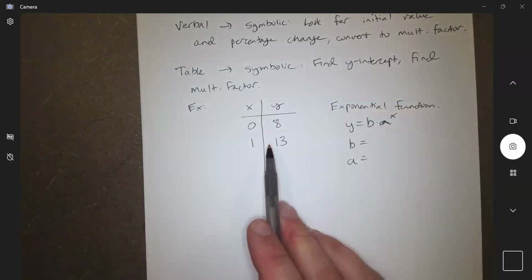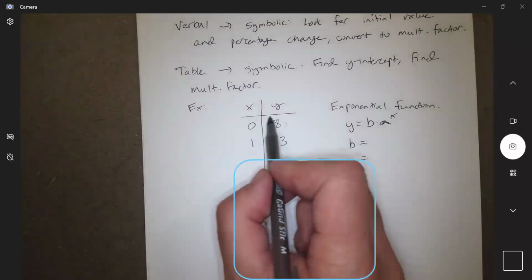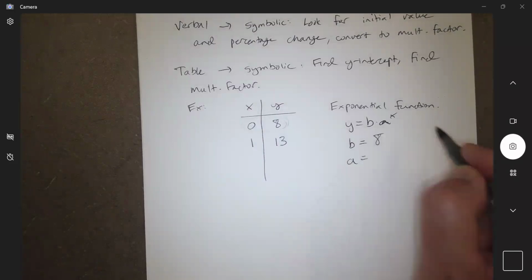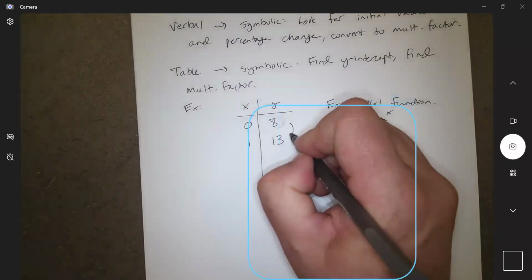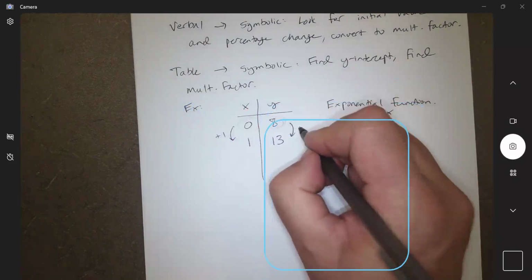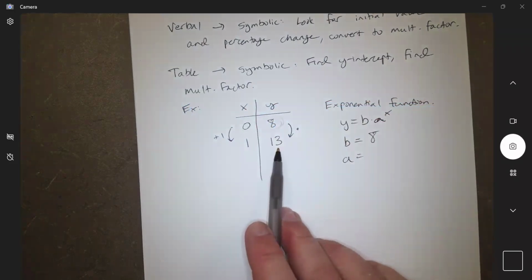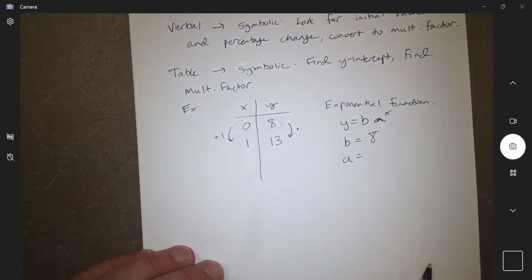B is the y-intercept, which is what? 8. So that part's pretty straightforward. There's my y-intercept, 8. A is the multiplication factor, so it's the number I multiply when I increase x by 1. But that's not obvious to me. It's not doubling. It's not like another 0.25%.